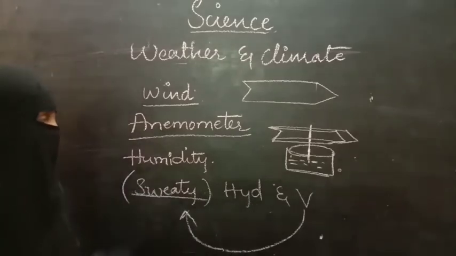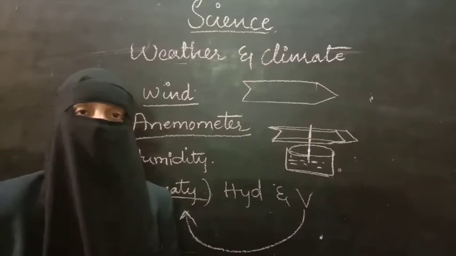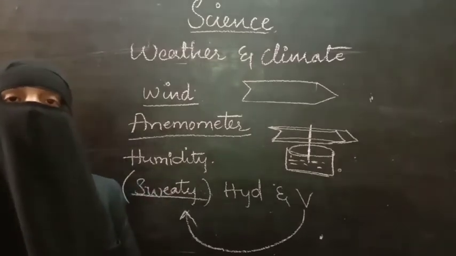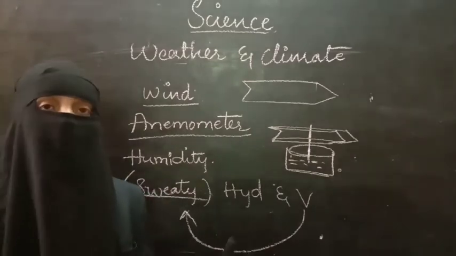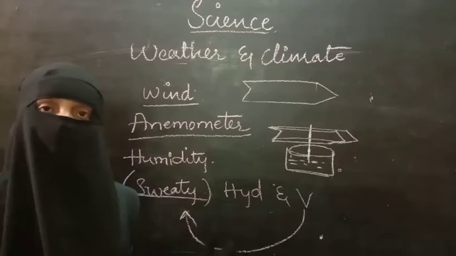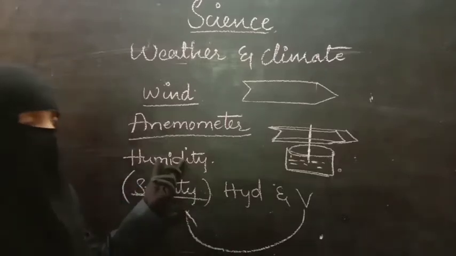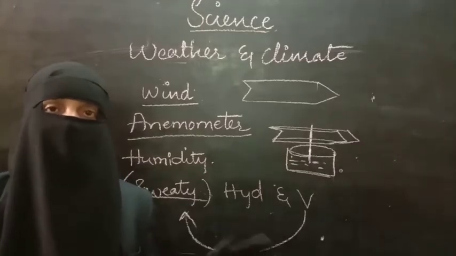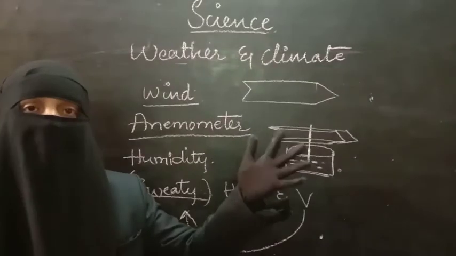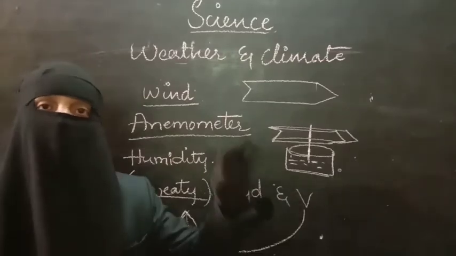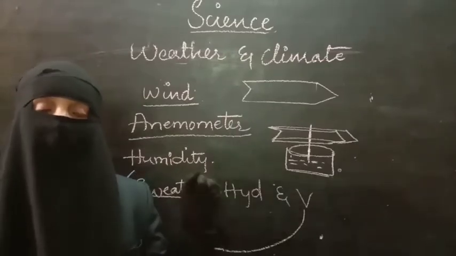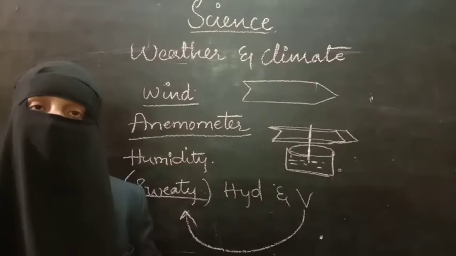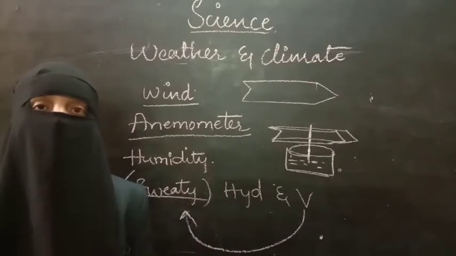So what actually is humidity? The amount of moisture present in the air is called humidity. If the humidity is high, we feel more sweaty. If the humidity is less, we feel less sweaty. If the temperature is high but humidity is less, you won't feel sweaty. But if the temperature is low and the humidity is more, you feel more sweaty.